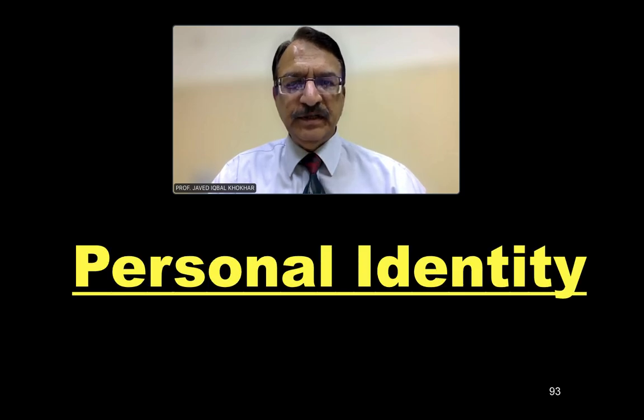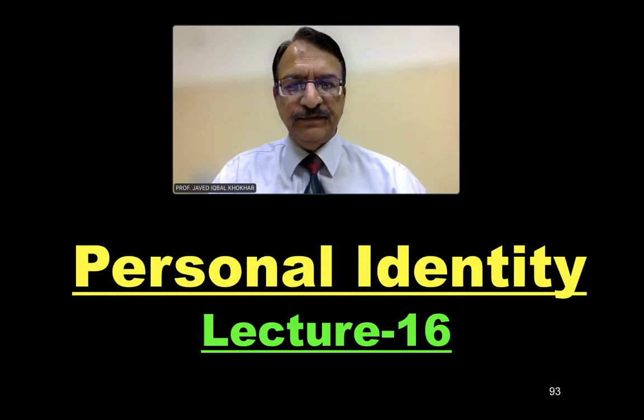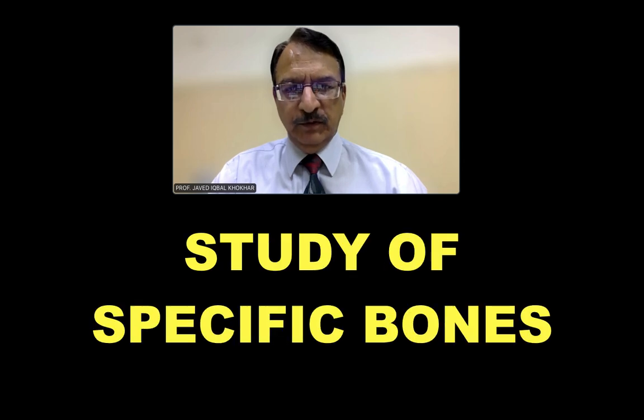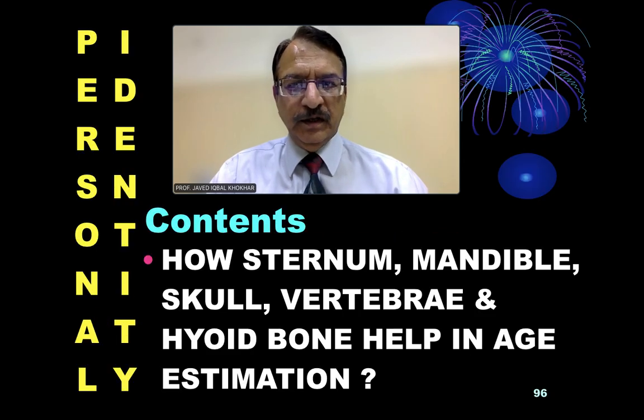As I am discussing personal identity, this is the 16th lecture of this series, and today I'll be discussing further parameters of age determination in later years. We'll be discussing specific bones in this lecture: how sternum, mandible, skull, vertebrae, and hyoid bone help us in age determination. So these are the contents of today's talk.